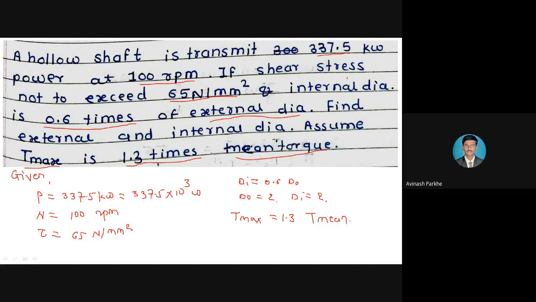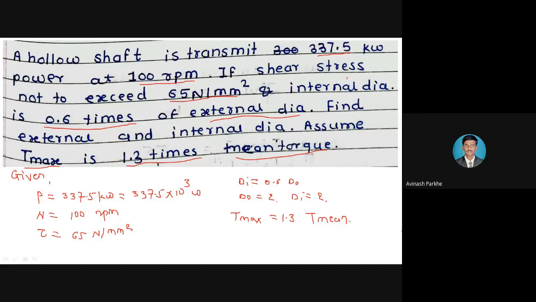T max is 1.3 times T mean. But here, instead of being given 30%, 20%, or 25%, this multiplying factor is given directly. How much? 1.3. Sometimes the value will be given as a percentage, so we have to add that value to 100. For example, if 25% is given, then 25 plus 100 is 125, and 125 divided by 100 gives the multiplying factor 1.25. But here in this particular statement, T max is directly equal to 1.3 times T mean.